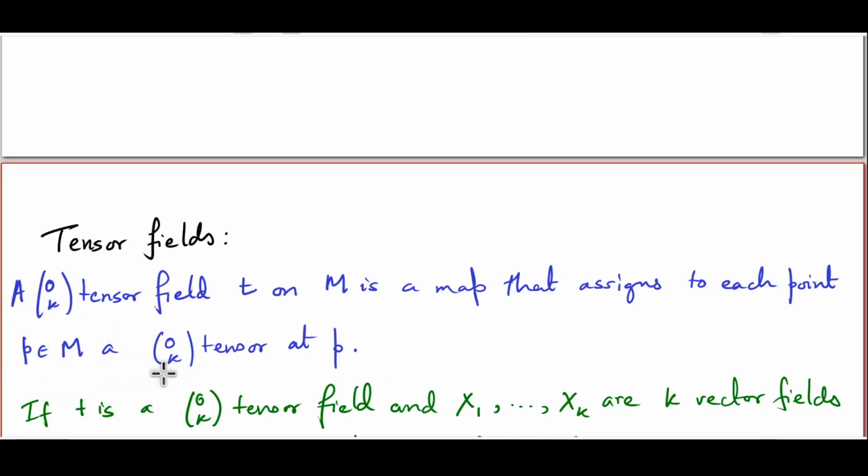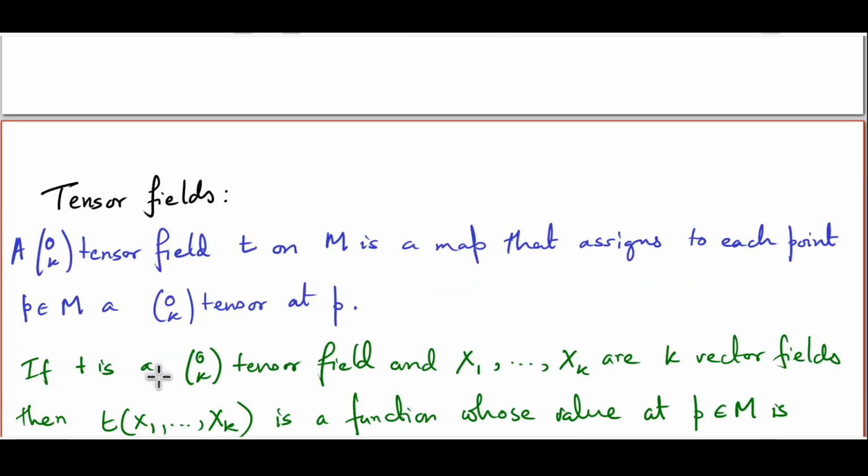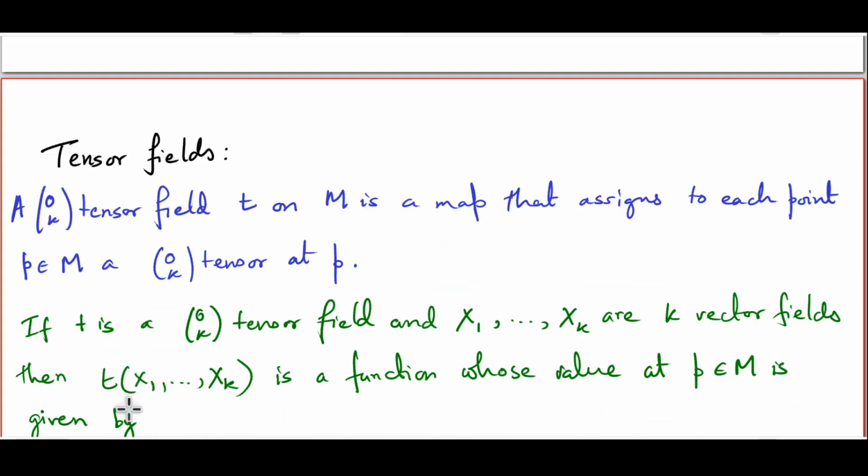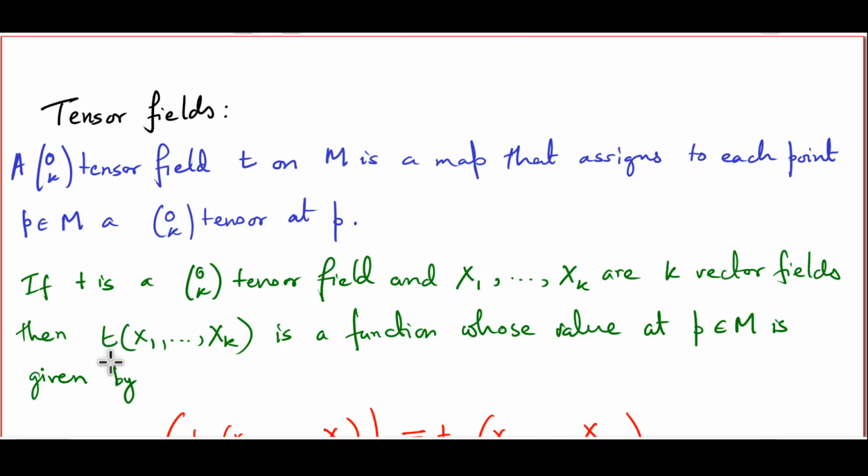Now, given a 0k tensor field, you can actually also think of that as a map which takes in k vector fields, X1, X2 up to Xk, and returns a function denoted by T acting on X1 up to Xk. Now, how do you define this function? That's pretty straightforward. A function, of course, is something which returns a number at each point P of the manifold.